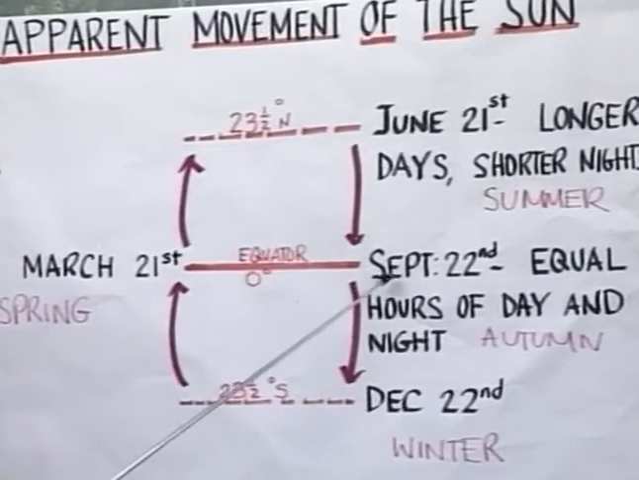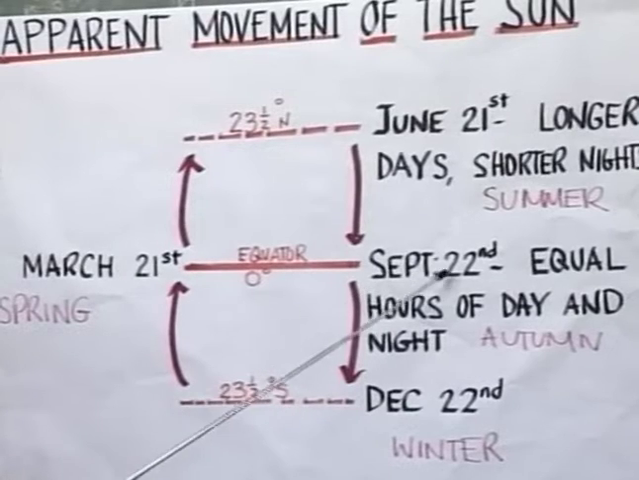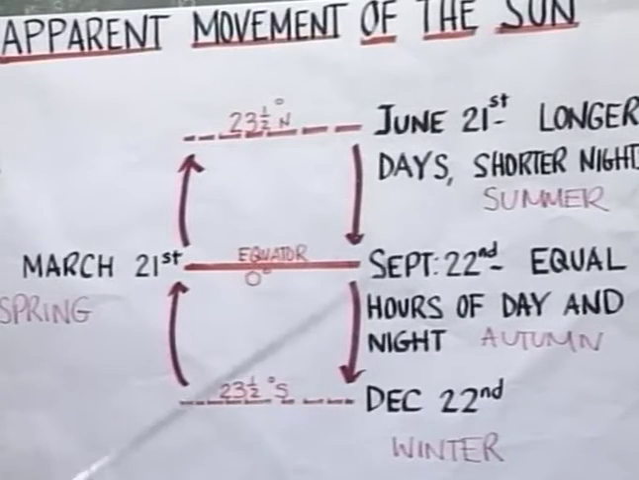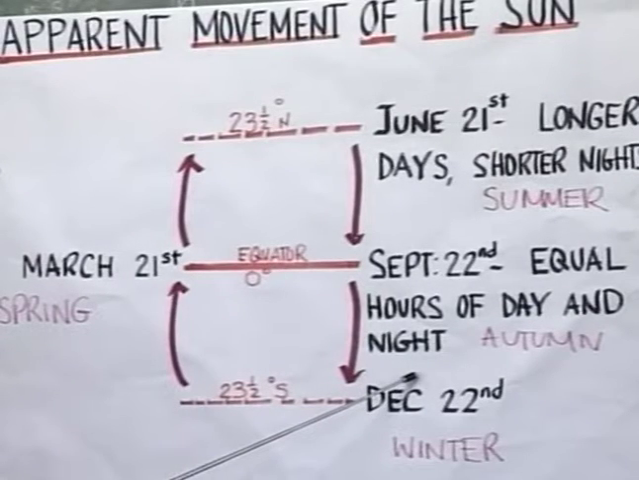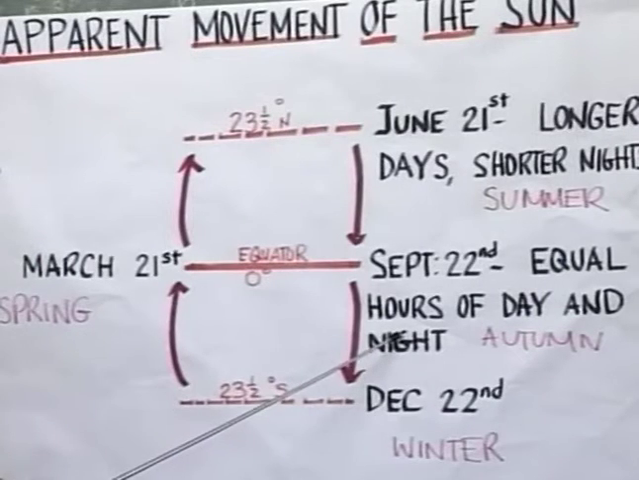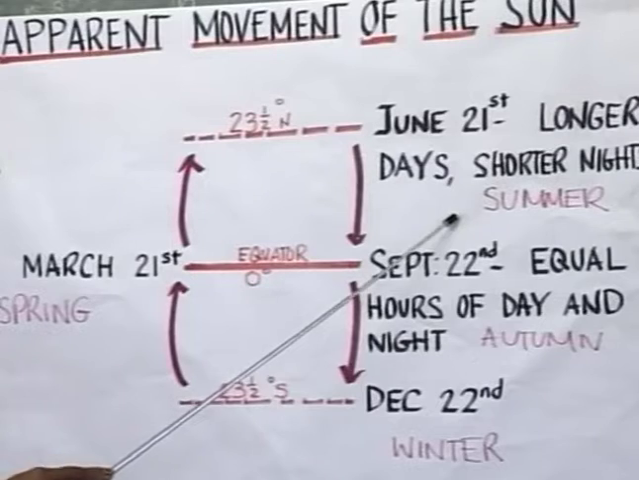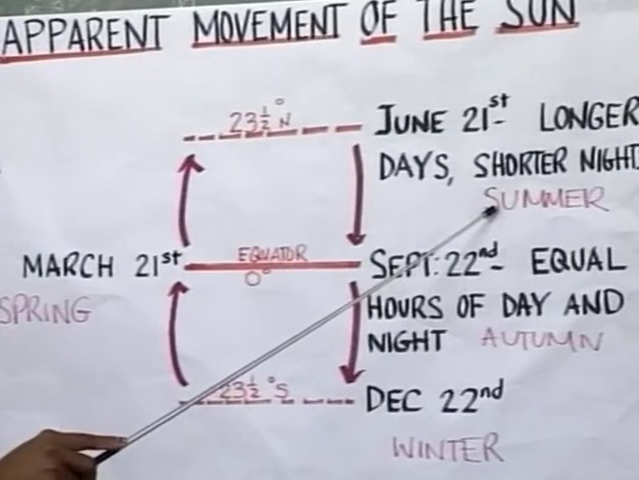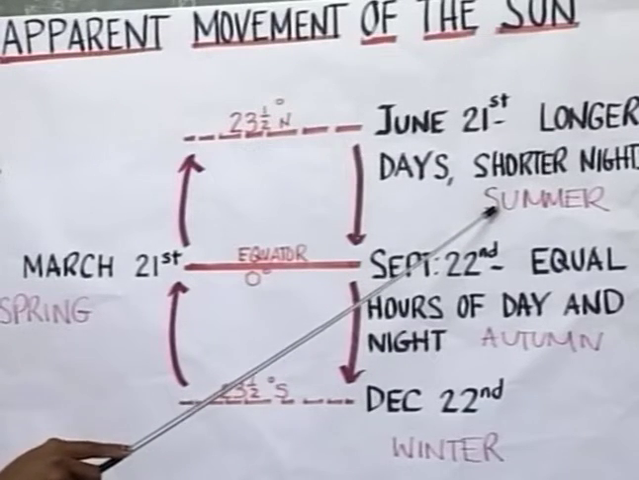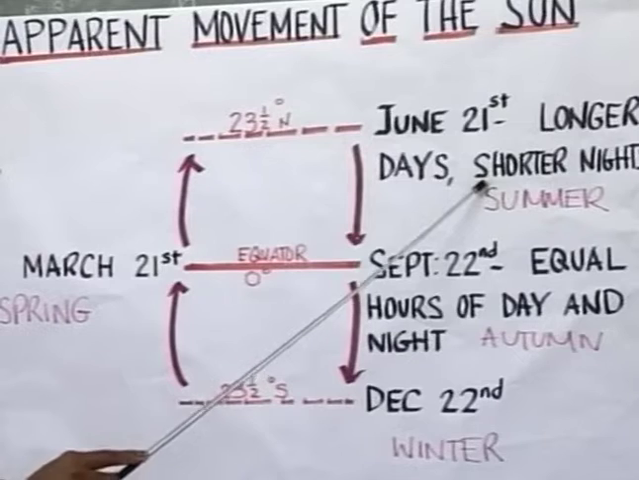Okay, so we are at the equator, September the 22nd, equal amount of day and night in the north and the south. The northern hemisphere, the southern hemisphere. 12 hours of day, 12 hours of night. Meanwhile, if we are looking at the season in the northern hemisphere, autumn follows summer. So in the northern hemisphere, it is autumn.